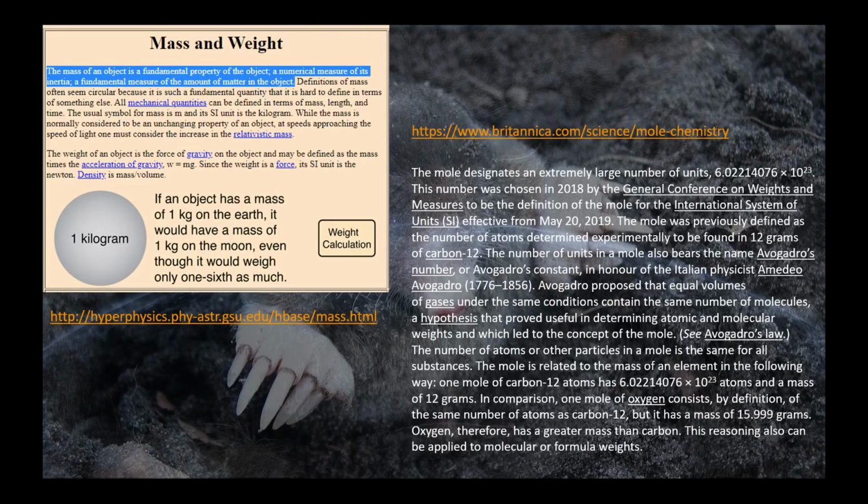No, Nathan. Mass is a fundamental property of an object. It can be a numerical measure of the object's inertia. It can also be the amount of stuff, the amount of matter an object contains. A mole is a specific amount of matter. A mole is 6.02 times 10 to the 23rd units. Now, a unit could be anything. It could be an atom, it could be a molecule, it could be an electron. For instance, if I wanted 1 mole of carbon-12, that is exactly 12 grams of carbon-12. That number is Avogadro's number, by the way.